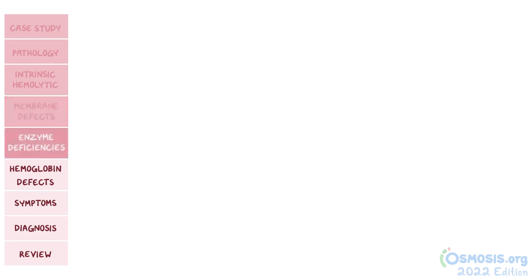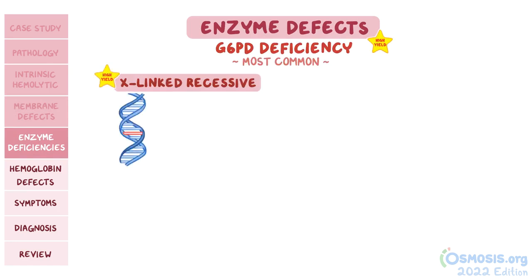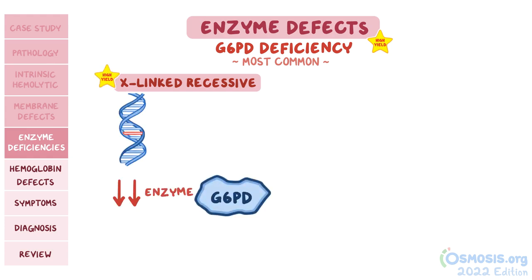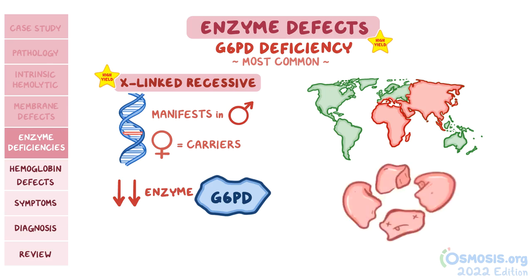Alright, moving on to intrinsic hemolytic anemia due to enzyme defects. The most common is G6PD deficiency, an X-linked recessive disorder characterized by decreased levels of an enzyme called G6PD. It almost exclusively manifests as a disease in males, while females are carriers, and is more common in individuals of African, Mediterranean, and Asian descent. G6PD deficiency leads to hemolysis by making RBCs susceptible to damage caused by free radicals.